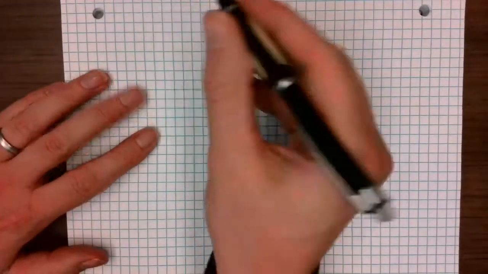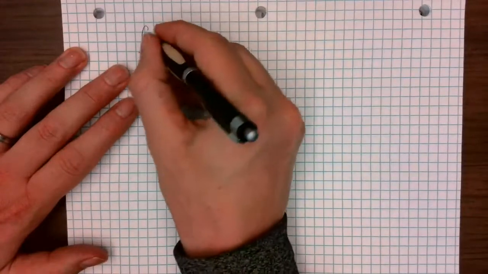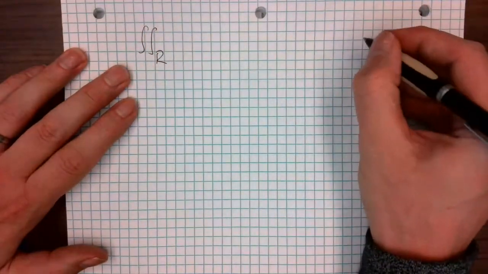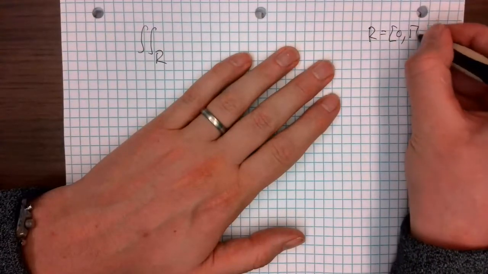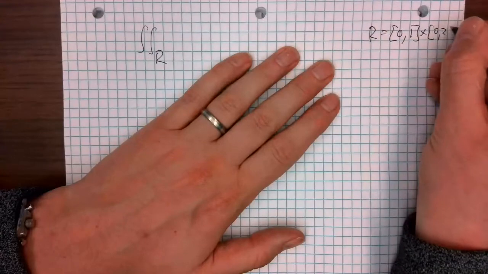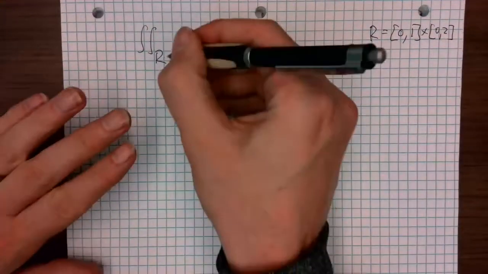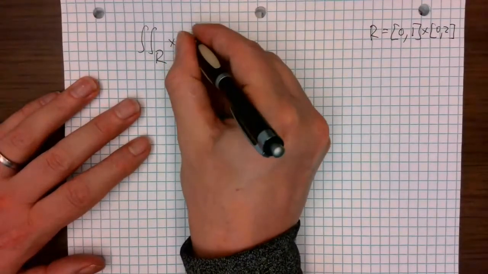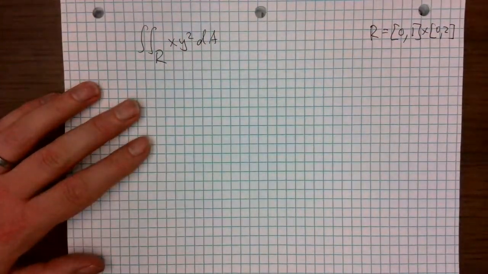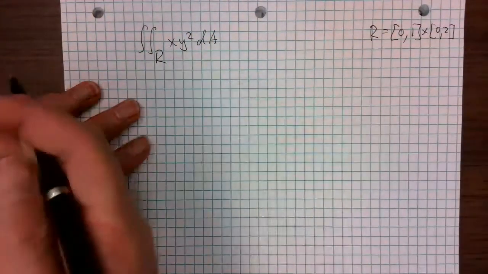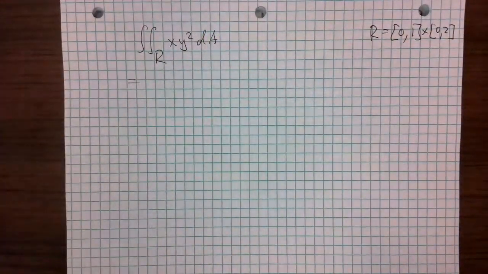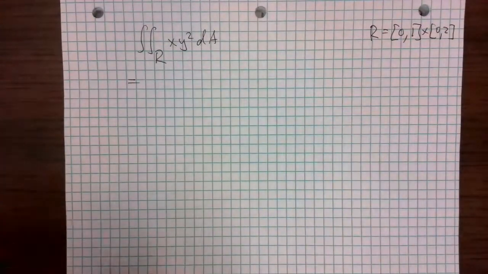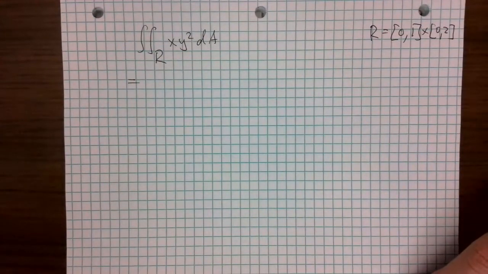So let's first do something. Let's integrate. Let's suppose that R is going to be 0 to 1 and 0 to 2. That's R, and let's integrate, I don't know, x y squared on this. Well, so what is that? Well, I use Fubini, and we can expand with respect to either one of the two variables.